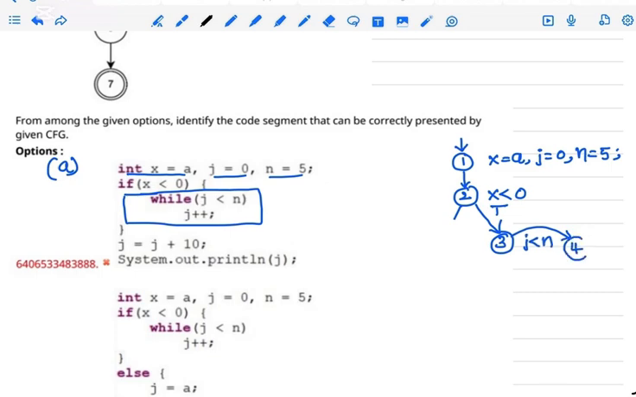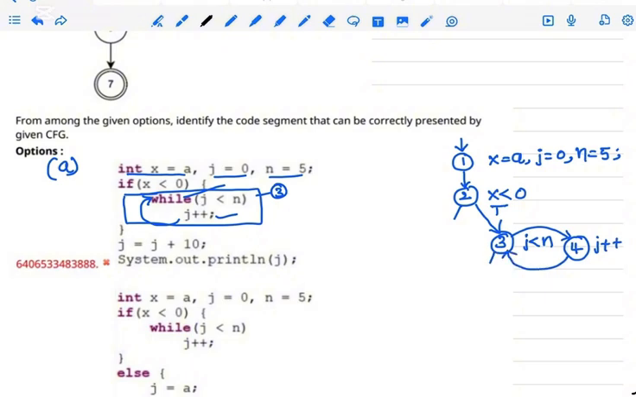At node 4, this statement will execute, right? j plus plus, that is j equals j plus 1. Again the while condition is checked, so it goes back to the starting condition, where the while loop is initialized at node 3. So at node 4, after the j plus plus increment, it will go back to node 3.